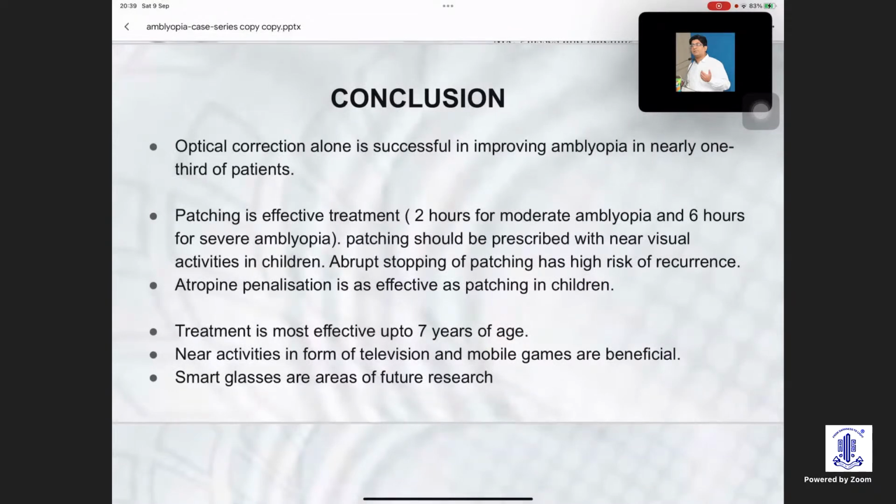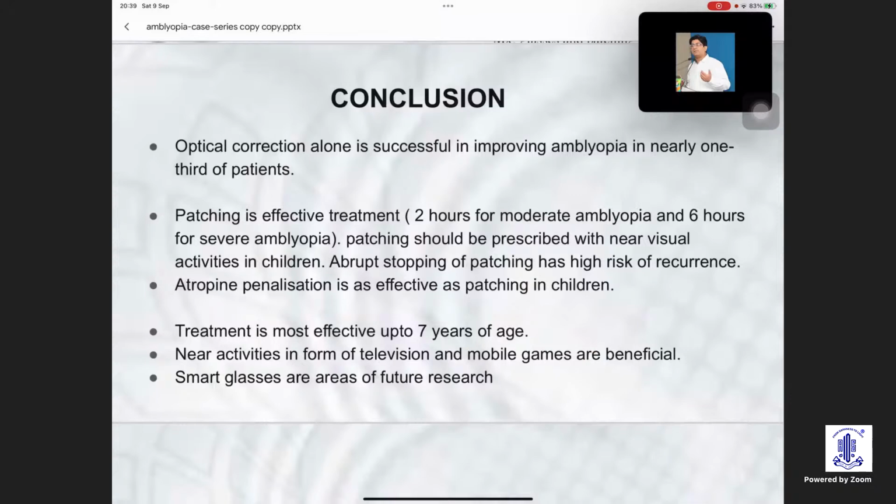Patching is the most effective treatment. 2 hours of patching for moderate amblyopia and 6 hours of patching for severe amblyopia. Patching should be prescribed along with near visual activities. Abrupt stopping of patching has a high risk of recurrence. Atropine penalization is as effective as patching.